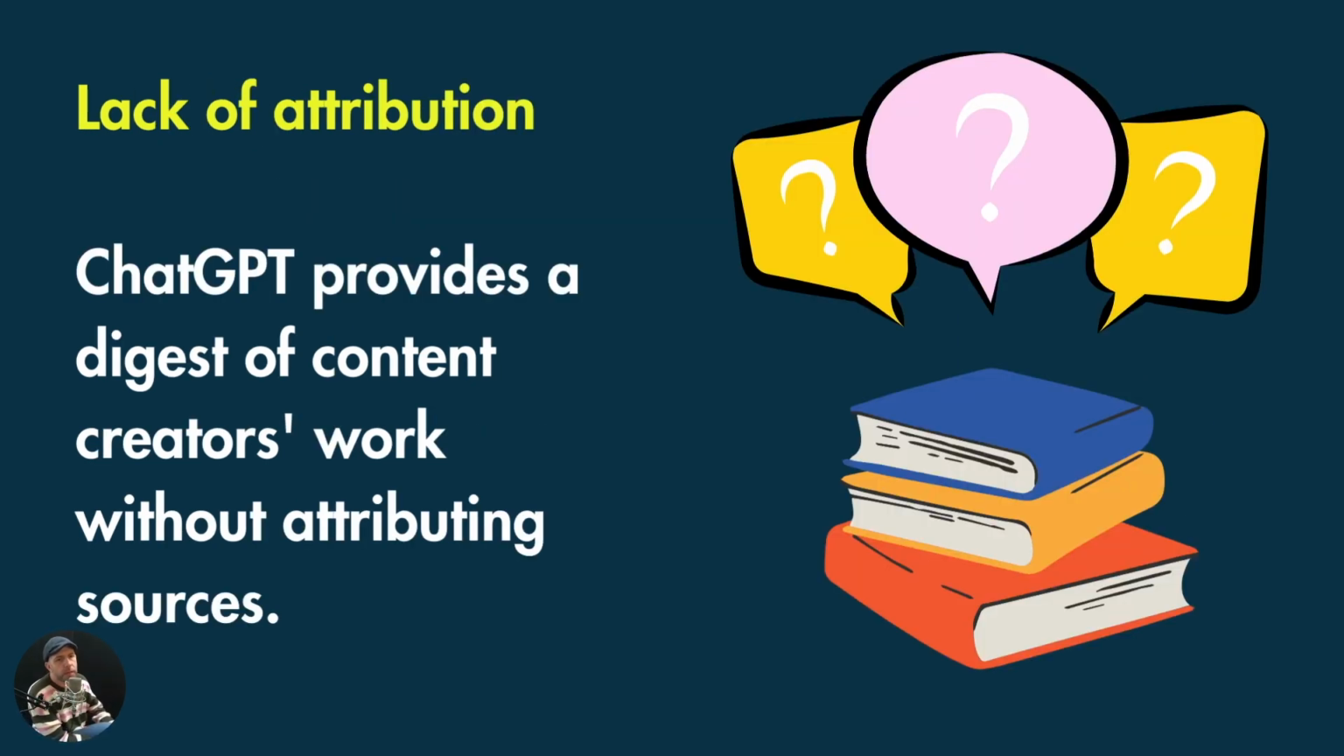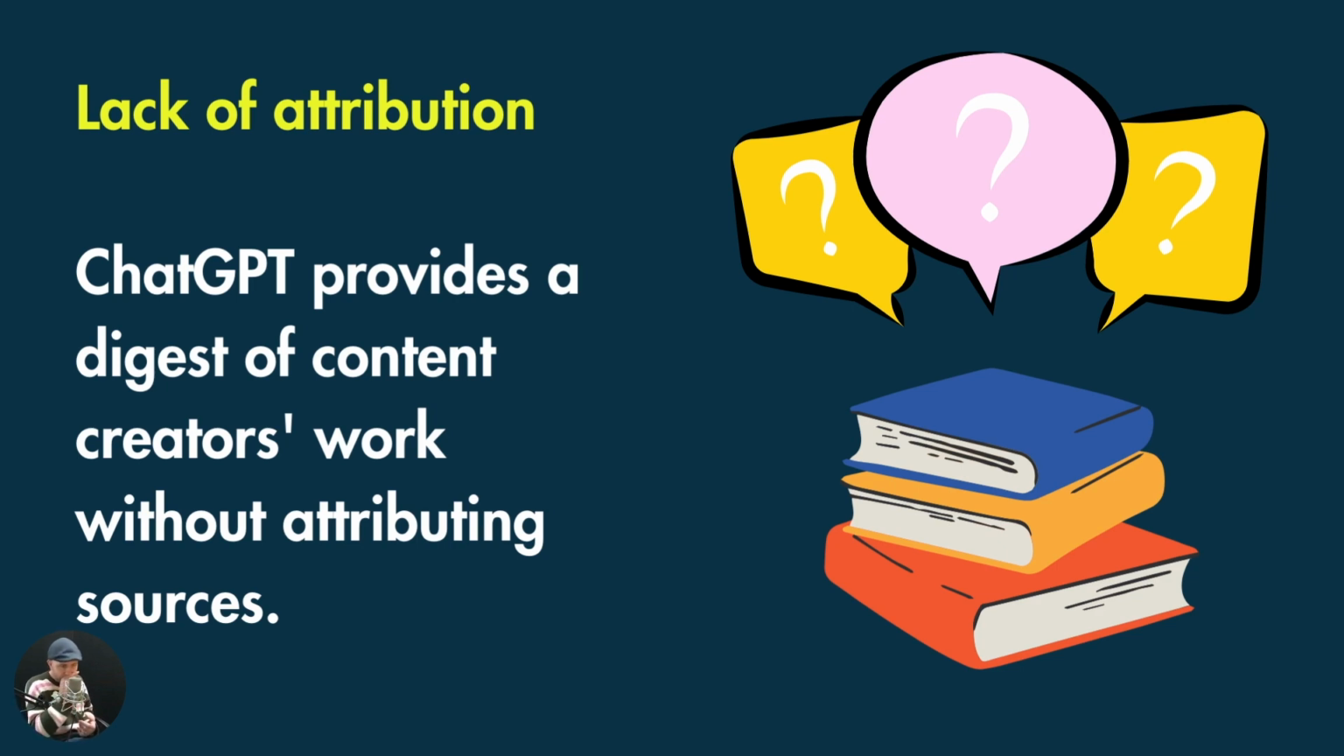There's also an issue with lack of attribution in ChatGPT. So, ChatGPT provides a digest of content creators' work, but it doesn't attribute any of its sources. So, I've got two problems with this. One is that when ChatGPT creates some content based on a request, it pulls in the information from other people's work and it doesn't credit them for their contribution to the new content that's being created. And the other problem I have is that this lack of attribution makes it harder to trust what ChatGPT is telling you or creating for you.